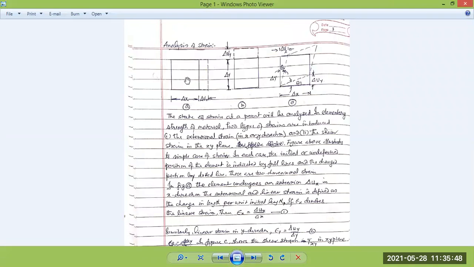During the analysis of strain, what we have discussed, we have a block of length delta x. After deformation, it is increasing up to the value delta ux, and same block in the y direction is delta y in length, and after increasing, it is getting delta uy in the length itself. Another block of same size and everything.